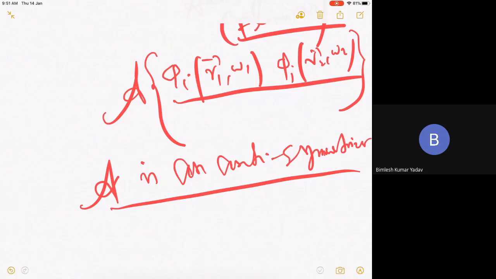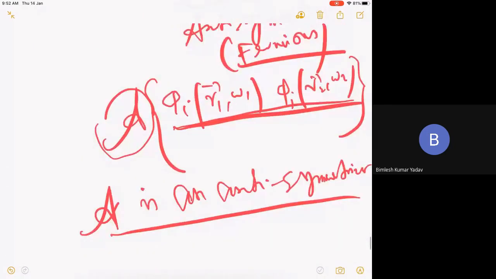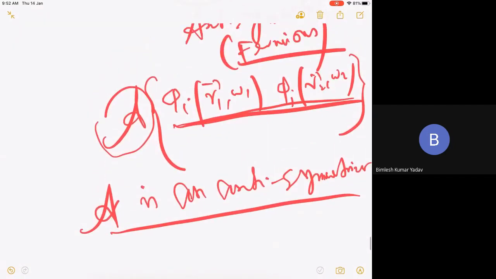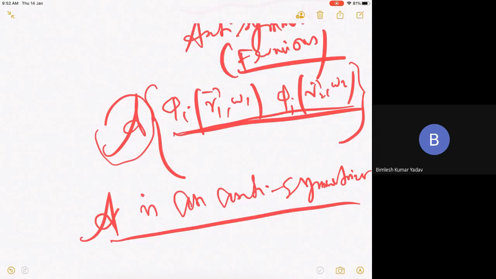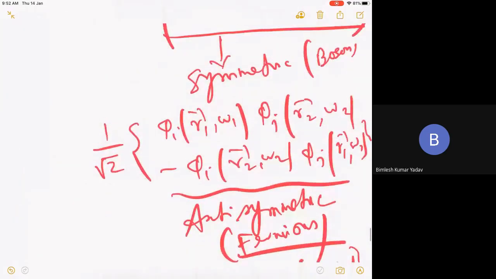But let me say I have an antisymmetrizer, so I will write only one product. Write this, and you will know that this function is antisymmetric. Is it clear to all of you? It's just a symbol instead of writing this every time.